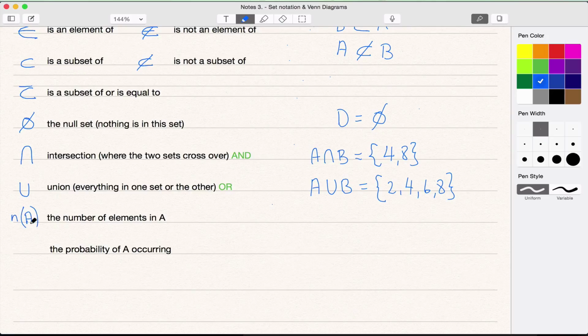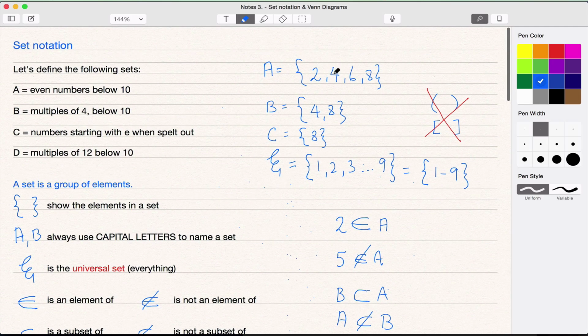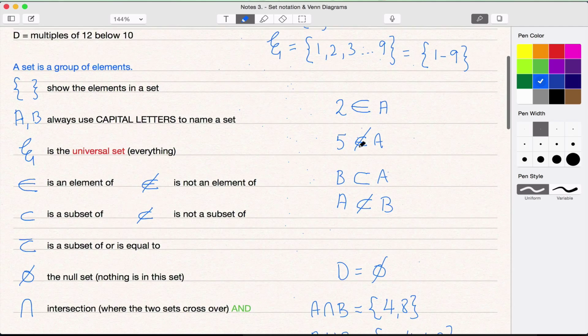A small n at the front, and A means the number of elements in A. When we do that right at the start, you just count them up. 1, 2, 3, 4.